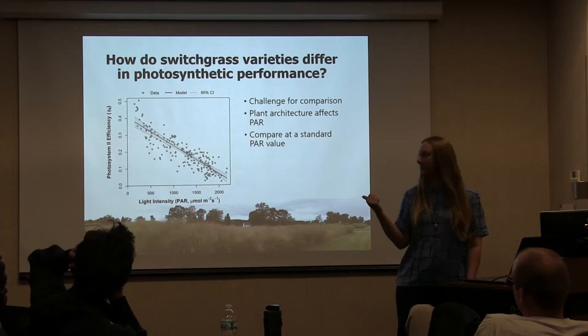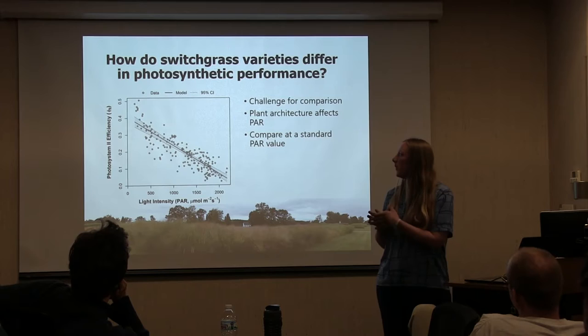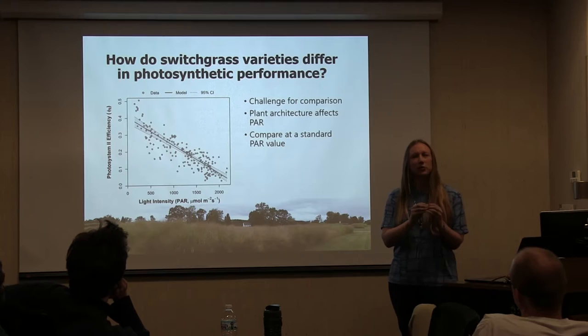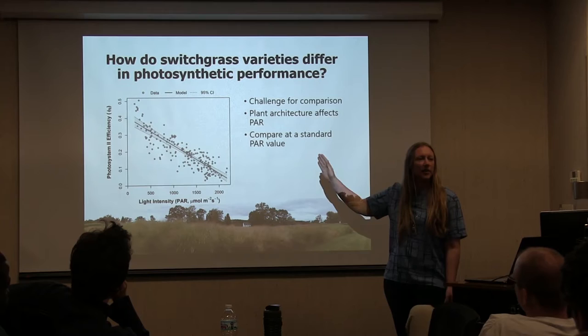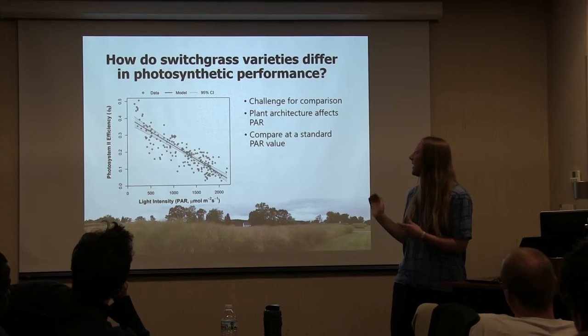So by building a linear model where I include PAR in it, and I also include the interaction between PAR and all of the varieties, so each variety is allowed to have a different slope in the model, I can then remove all the variation that's associated with PAR from my data. And this is really important because I just wanted to compare a value across all the varieties.